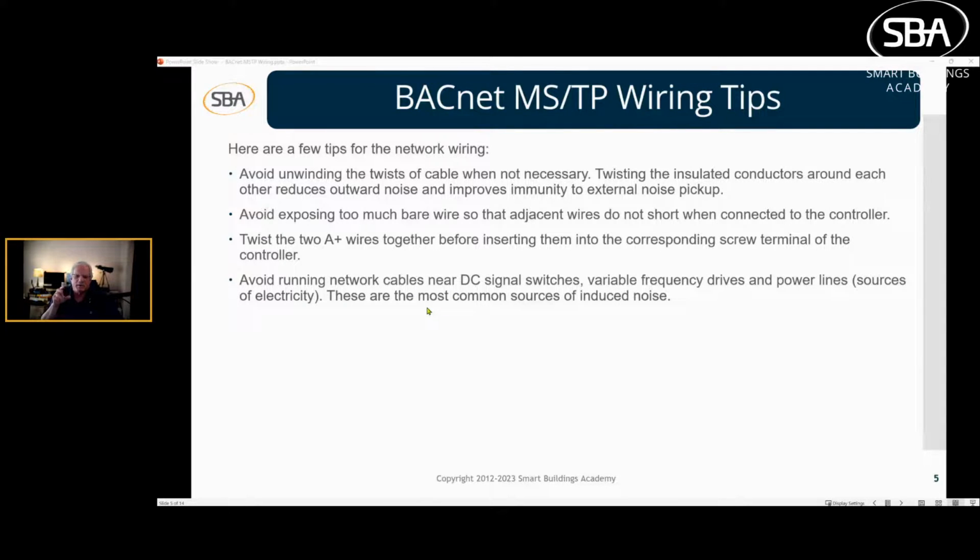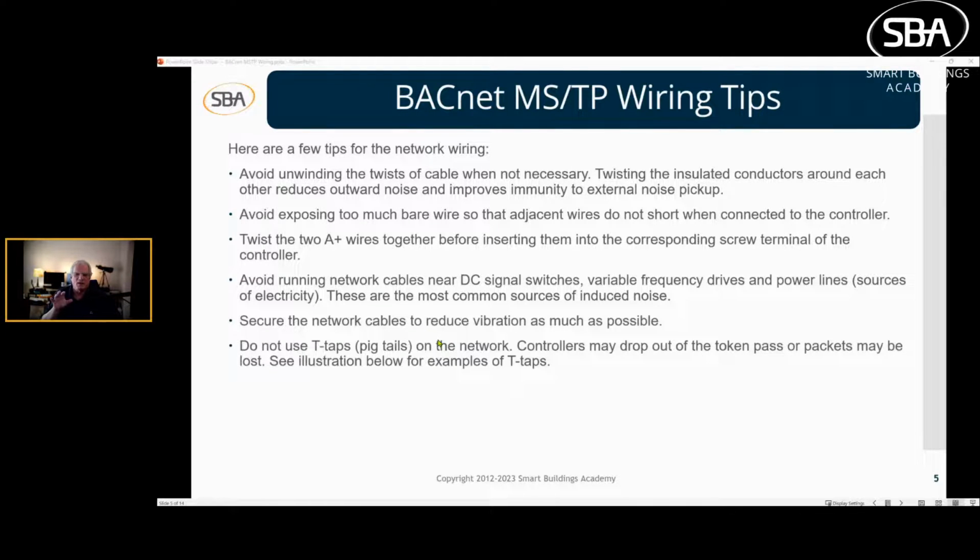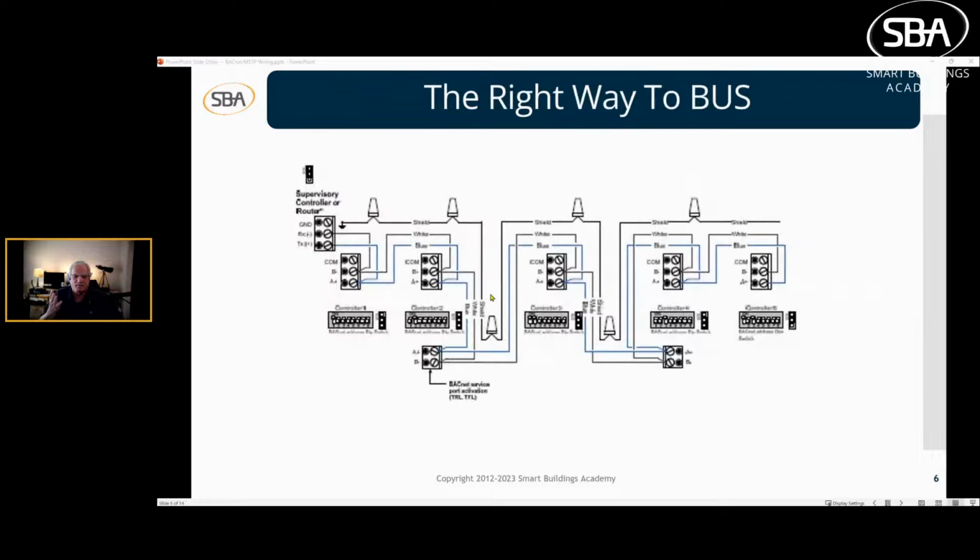Avoid running network cables near a DC signal switch or a variable frequency drive or power lines. These are all common sources of induced noise. Secure the network cables to reduce vibration as much as possible. Don't use T-taps or pigtails on the network. Controllers may drop out of the token pass or pass packets that may be lost. I'll show you an illustration of a T-tap.